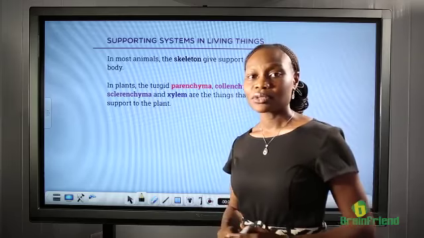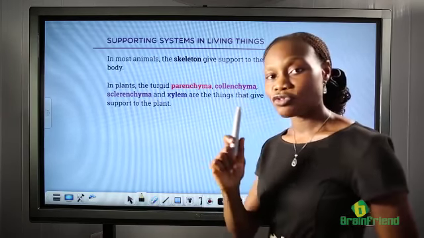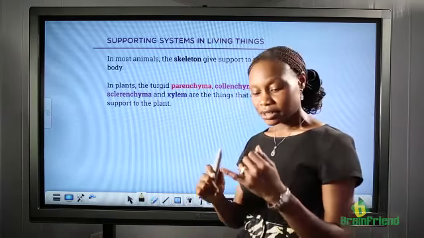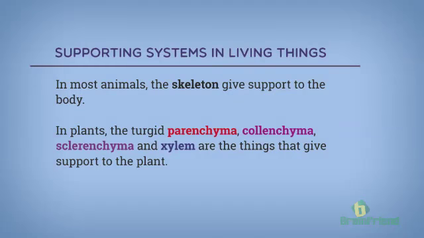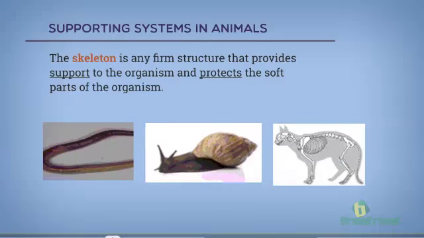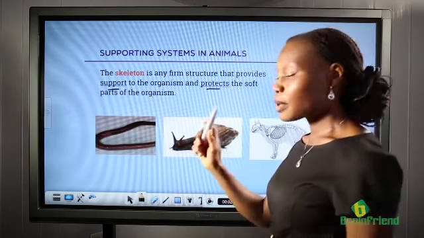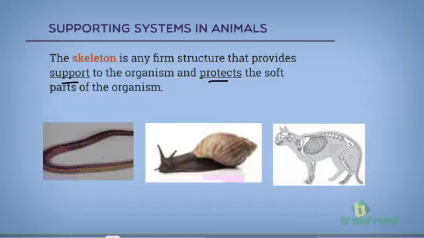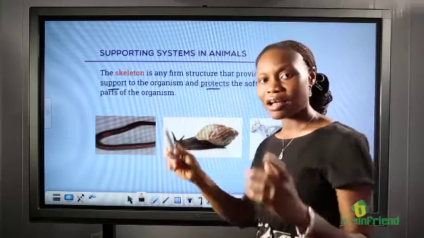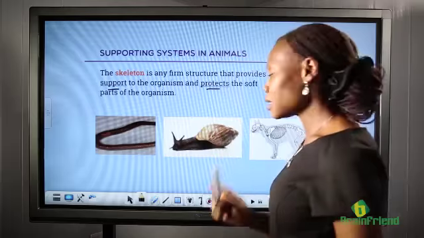In most animals, the skeleton is the form of support, while in plants, the turgid parenchyma, the sclerenchyma, the xylem, and the collenchyma are the forms of support. The skeleton is any firm structure that provides support to the organism and protects the soft parts of that organism. The earthworm, the snail, and the cat here all have a form of support or another.